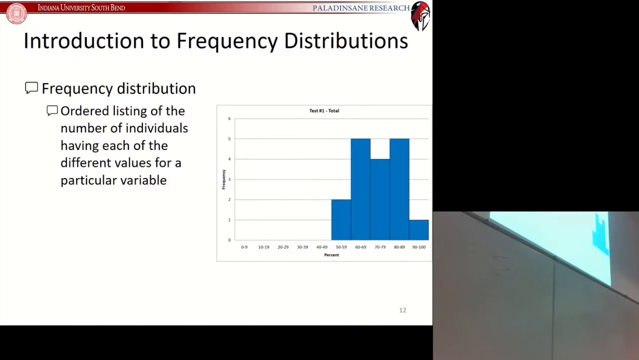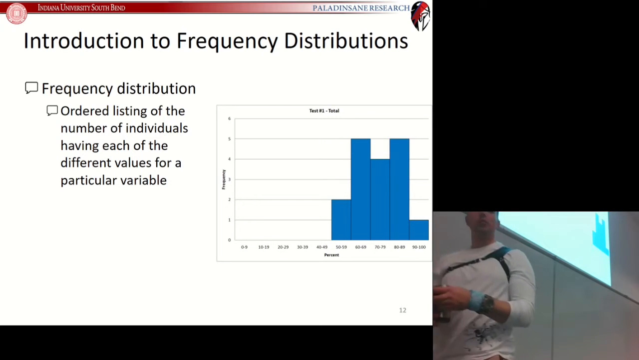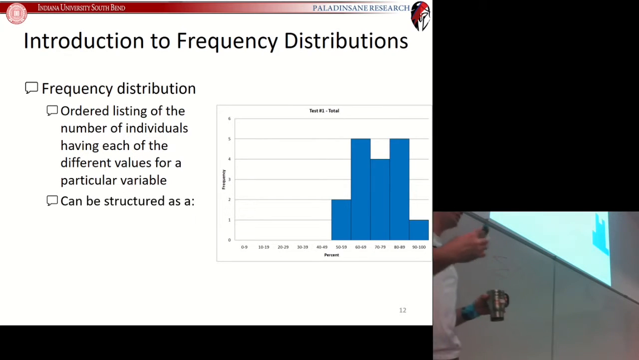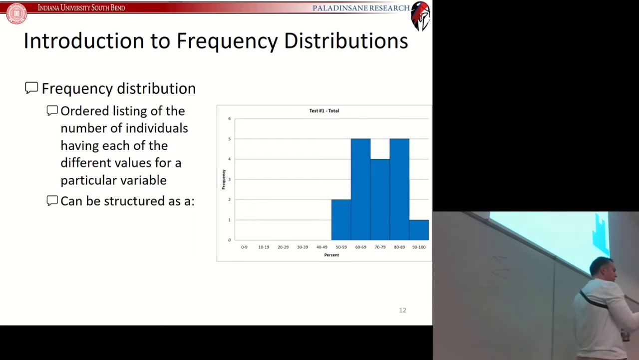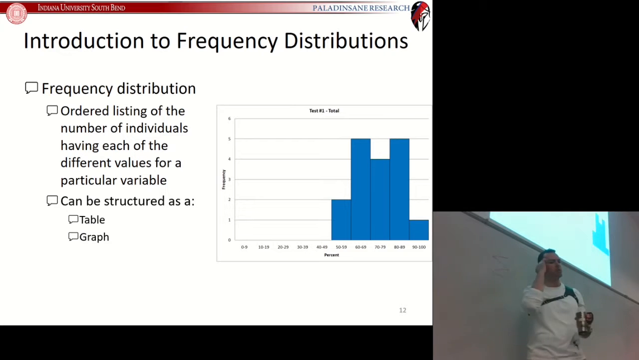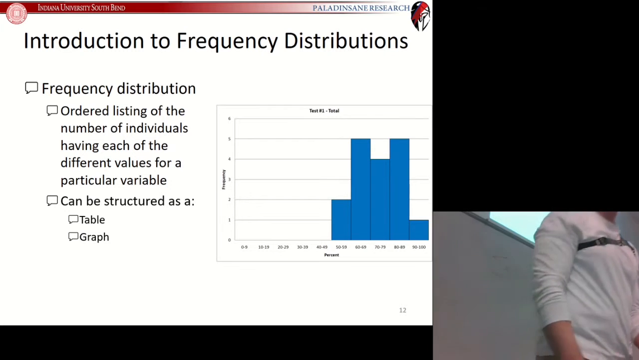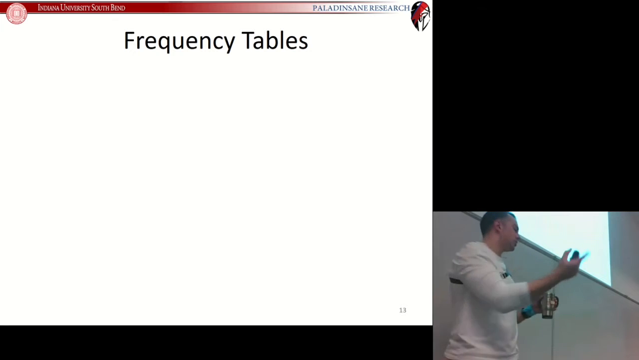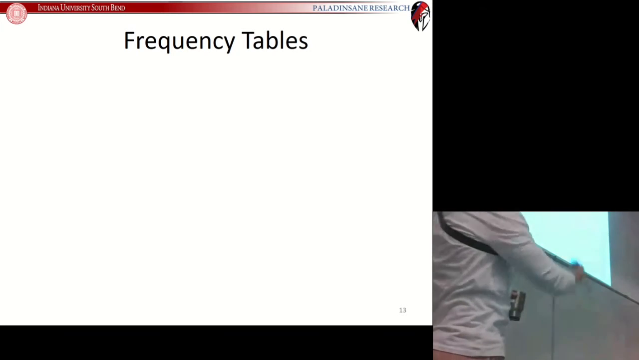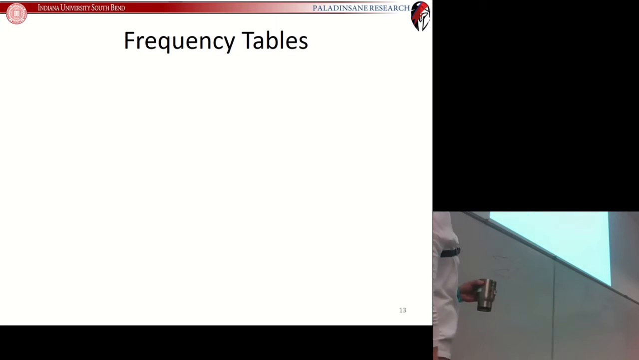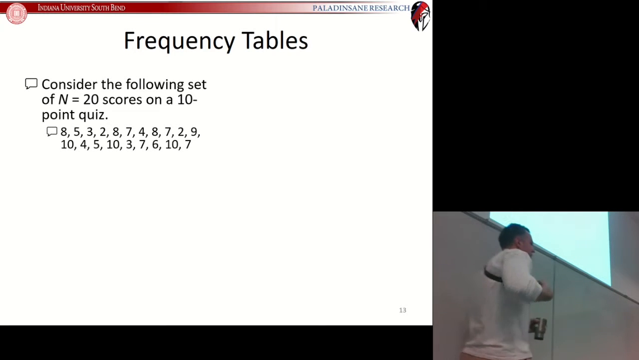All right, so that's your frequency distribution intro. So you can make a frequency distribution. Basically, there's 2 major ways to structure them or report them. One is in table form, and the other one is in graph form. So you'll see frequency distributions in both table and graph form. We're going to start off with table form and we actually just showed graph form as an example. We'll talk more about that in just a moment. All right, so let's consider the following 20 scores.